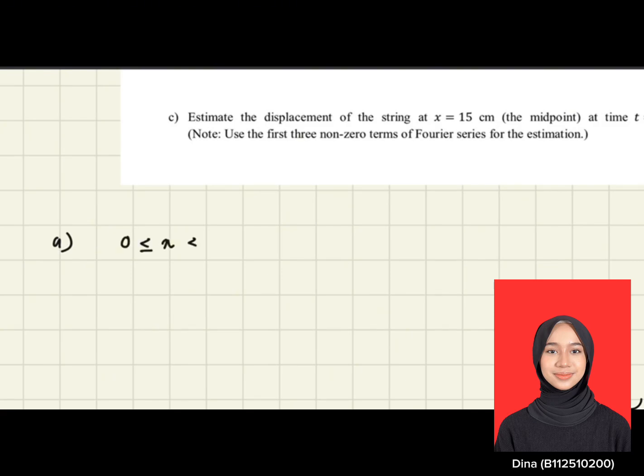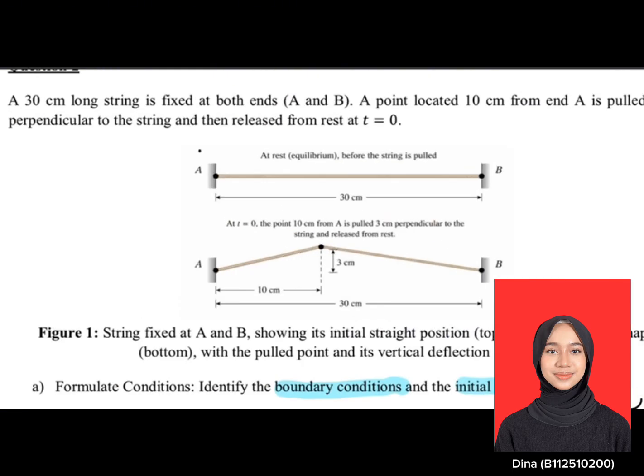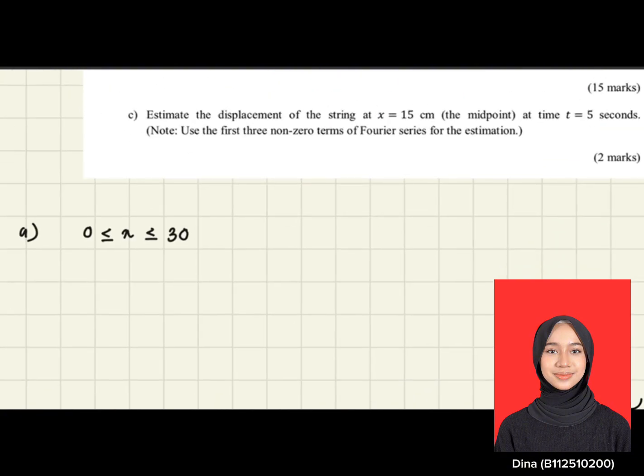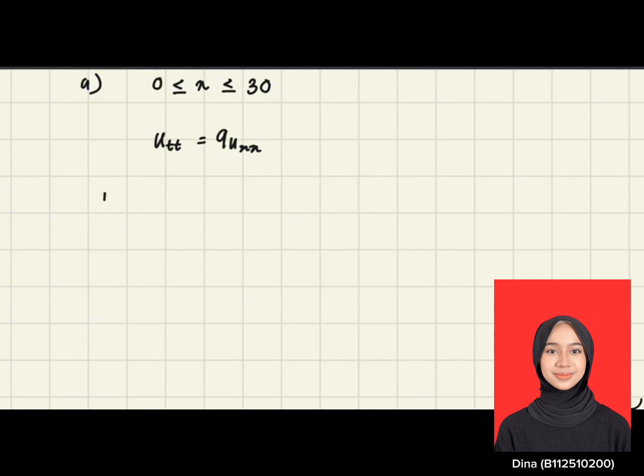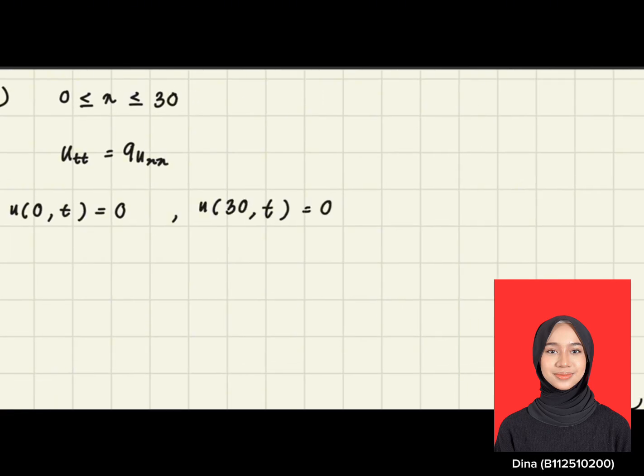For 0 less than x less than 30 cm, at point A the x is 0, and at point B x equals 30, and both are fixed ends that cannot be moved. So we're going to use the wave equation, which is u_tt equals 9 u_xx. At end A, u(0,t) equals 0. At point B, u(30,t) equals 0, and t must be more than 0.